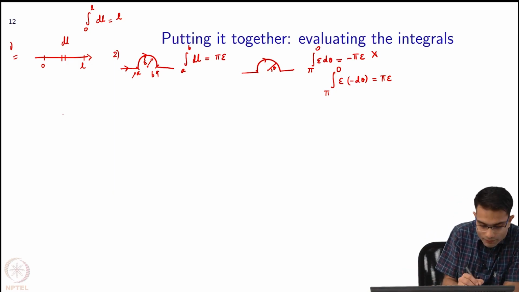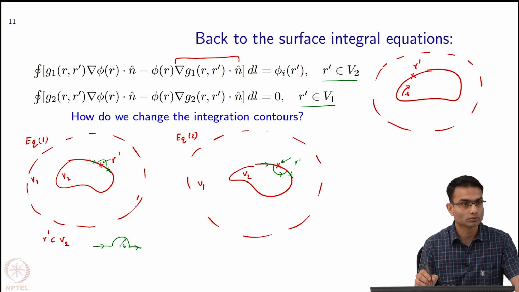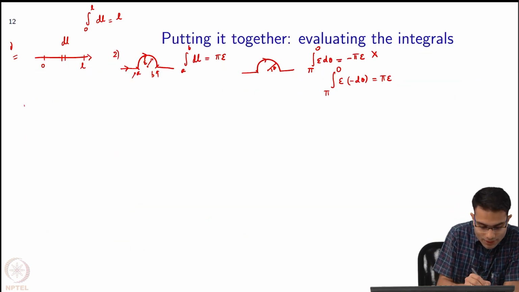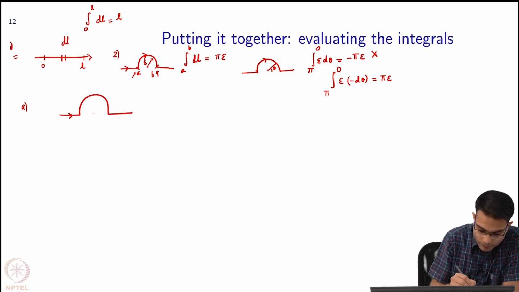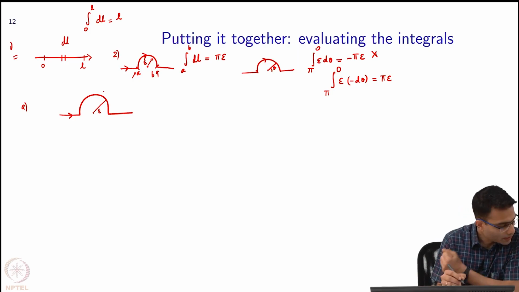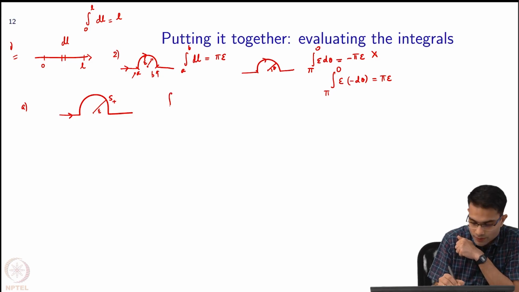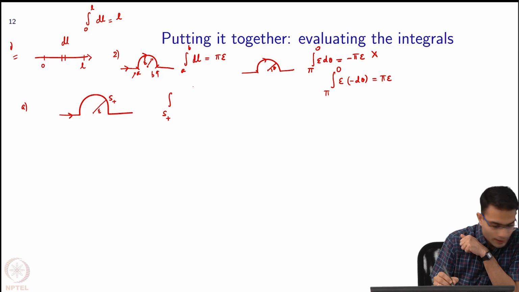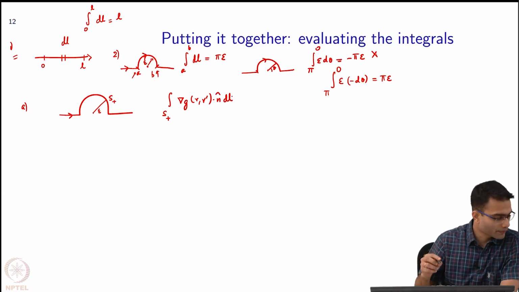So, we look back over here: in one case it is going up and in the other case it is going down. So, let us take the up case first. So, that is case A. What is our integrand over here? Let us call this S plus, so it is on the positive side. So, it is the integral over S plus of grad g (r, r prime) dot n hat dl. That is the term that we are trying to calculate.